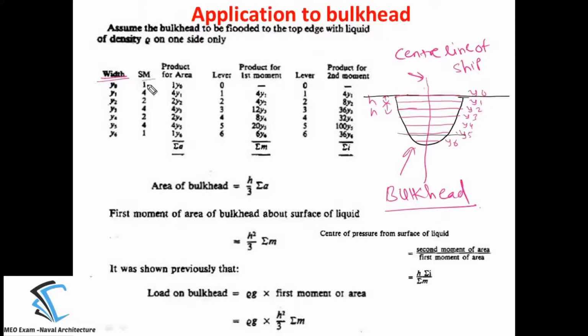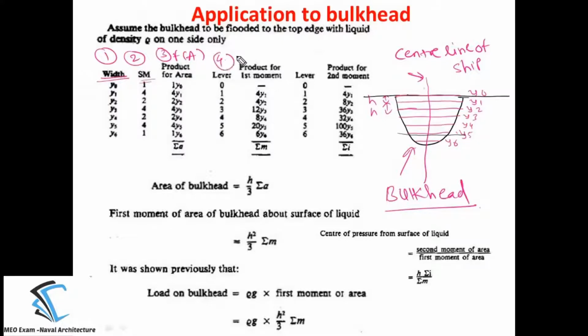So this is the Simpson's multiplier here: 1, 4, 2, 4, 2, 4, 1. As they have not mentioned anything about the spacing between the ordinates, we can write the Simpson's multiplier accordingly. Now you can say the width is column number 1, Simpson's multiplier is column number 2, and the product is for the area. We were calling it a function of area till now. So column number 3 is a function of area.